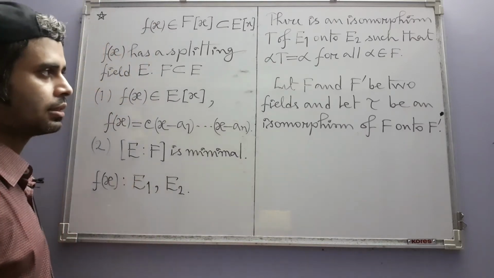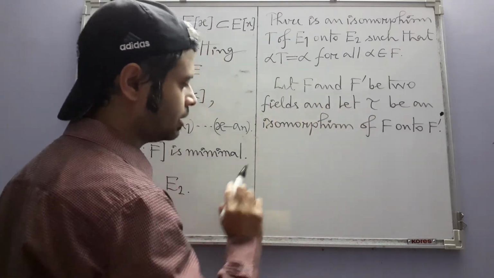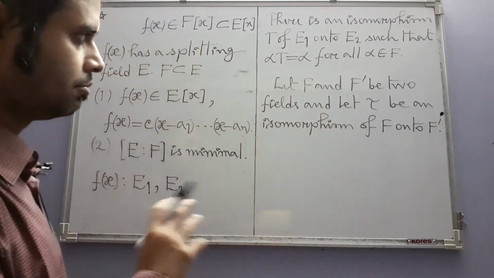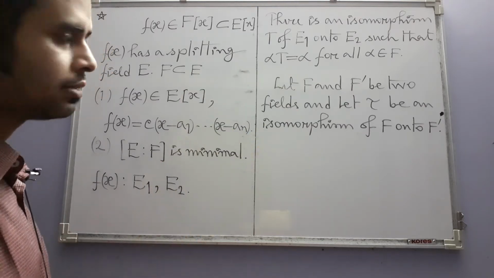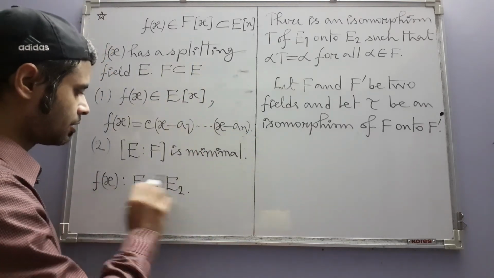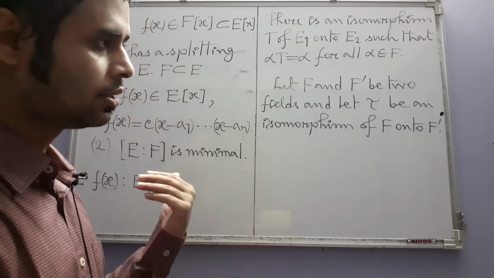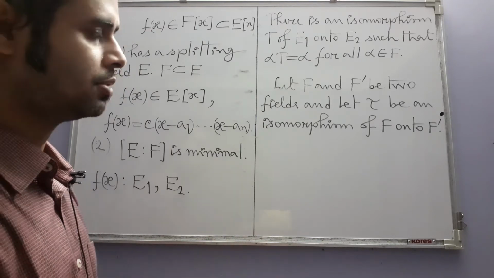Note one more thing, that in this discussion that we are now writing down here from the next paragraph, here F and F', at this stage we are not saying anything about splitting fields or extensions, anything. Just simply we have considered two fields which are isomorphic to each other, and τ is an isomorphism between them.